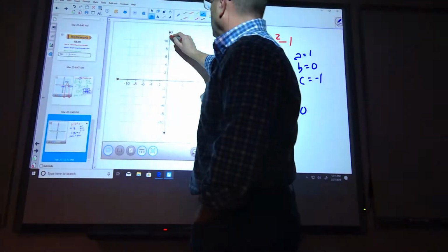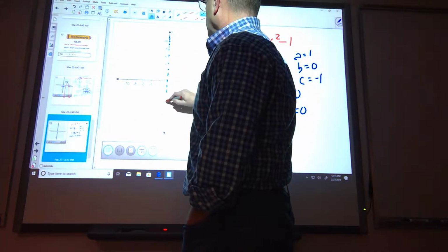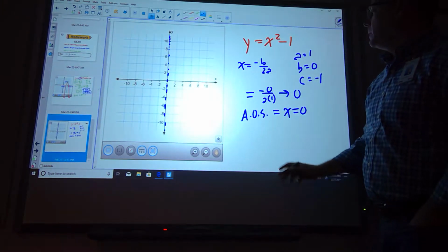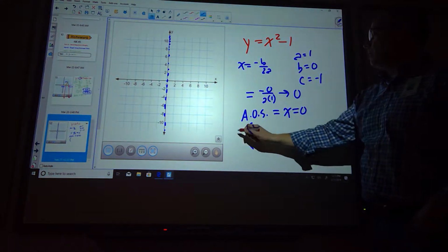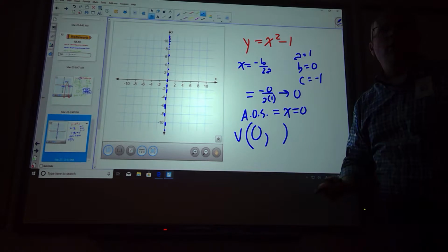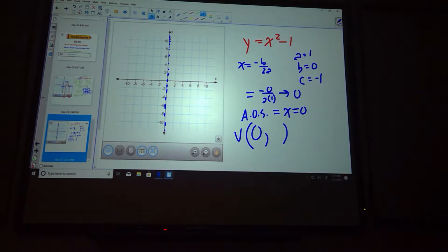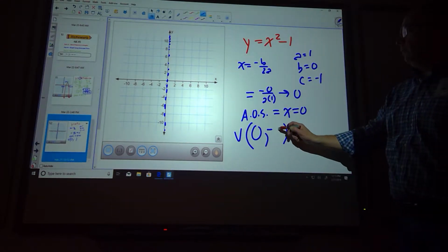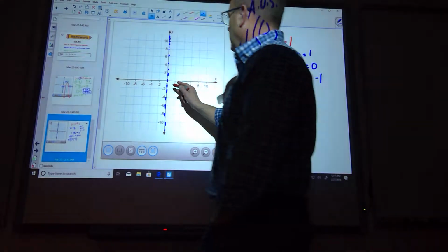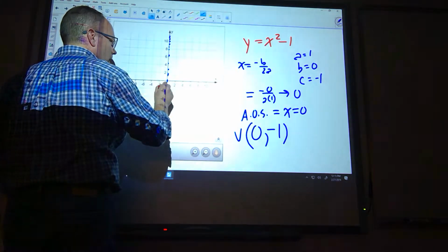So that's this. Agreed? And then the x component of my vertex is 0 comma something. What should I do to get my y value? Plug it in. So 0 squared is 0. 0 minus 1 is negative 1. So I get 0, negative 1, which I guess is about here on my graph, right?